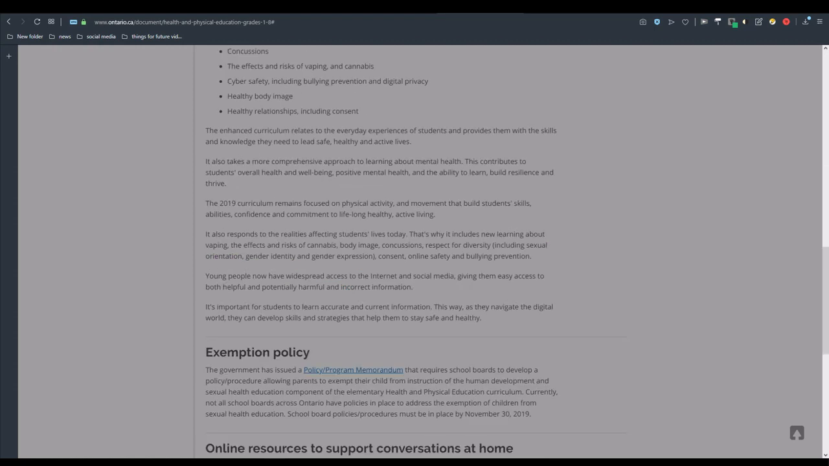Now, the biggest change between the conservative one and the previous liberal sex ed curriculum is the inclusion of an exemption policy, which basically says that if you don't want your kid to learn about a certain thing, you just tell the school and take them out of that class.